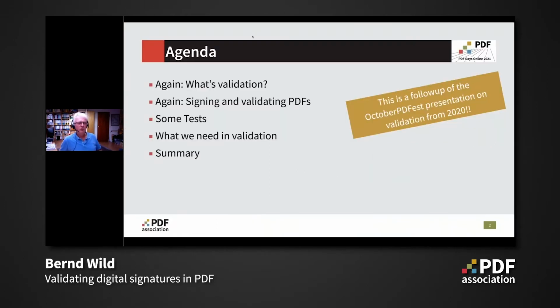So first of all, a short agenda. I will take up the thread from last year, what validation is, then a short overview about signing and validating PDFs and the basic technologies. Then I will run some real-world tests, where I have example files that I want to check with different tools on the market and then compare the results. By these results, we will see very clearly where the pitfalls of validation are, and what we have to improve in the future to achieve a better user experience and get more confidence in the result of the validation.